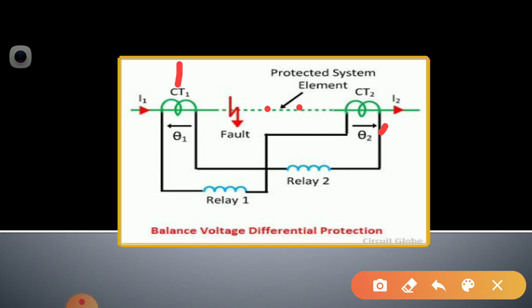The relays are connected in series with the secondary of the current transformer, and the relays are connected in such a way that no current flows through it in the normal operating condition.